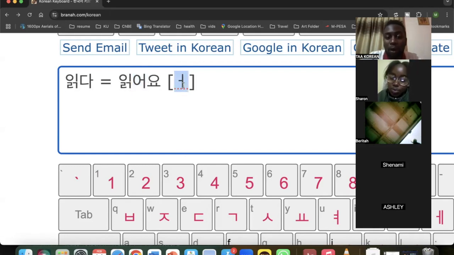It comes before a vowel. It looks like someone has stretched out their hand like this. How do I even explain this? So this one is the vowel here, but this one has no sound value.